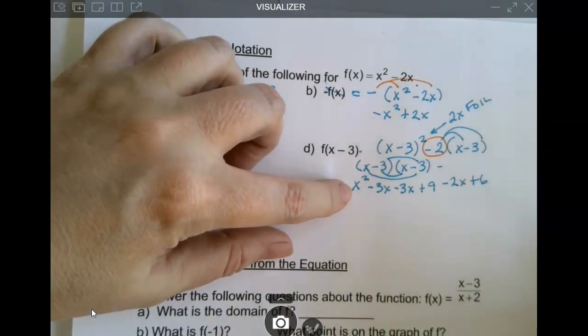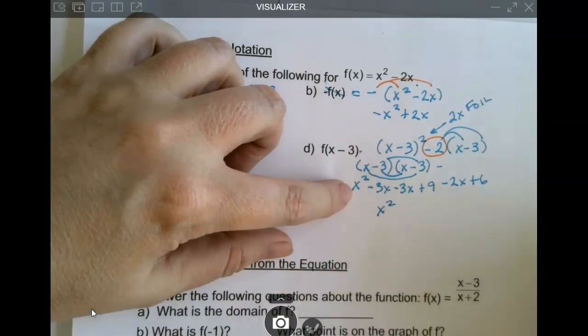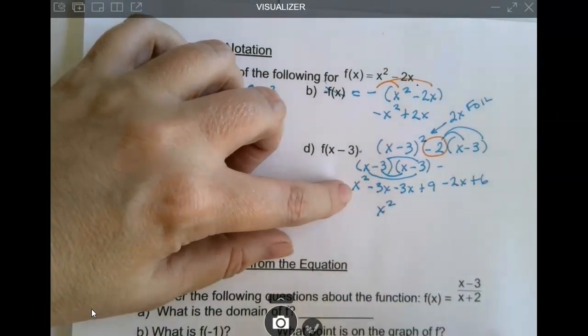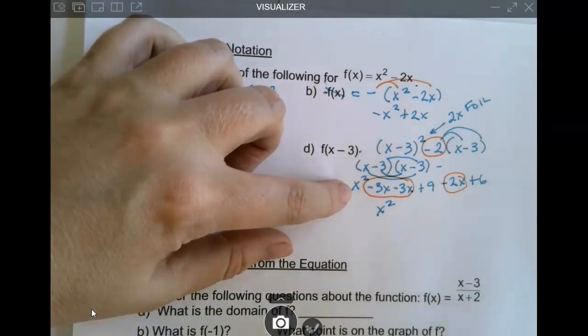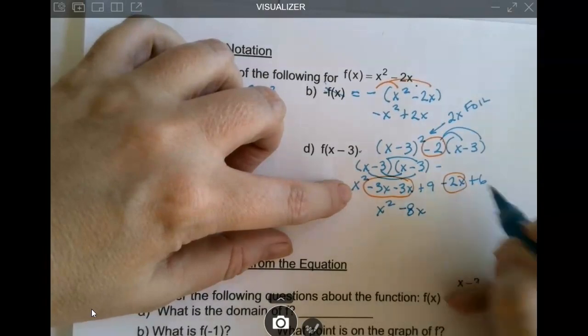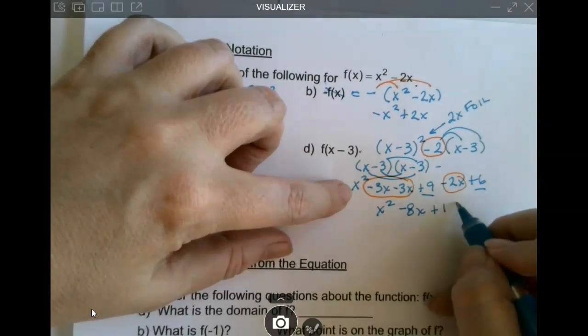Now I just need to combine like terms. So I have x squared. Then here's my like terms. These two and this one all match up. So that gives me negative 8x. And then this one and this one give me 15.